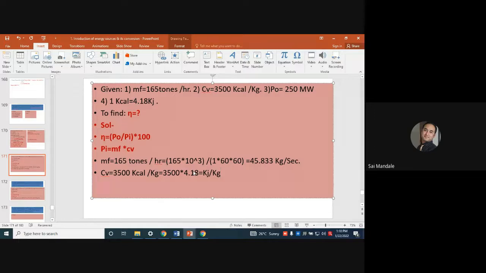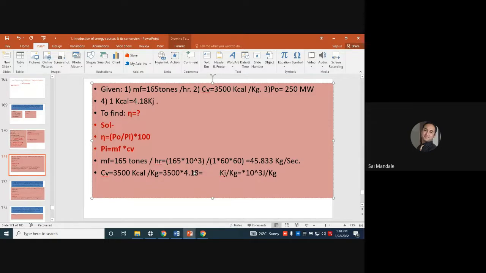Okay, so I want that answer in joule per kg. So whatever the answer coming out, it should be in 10 raised to 3. So tell me this, 3500 into 4.18, it is equals to how much?